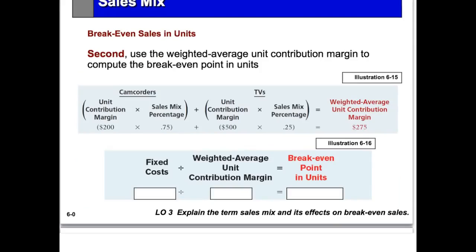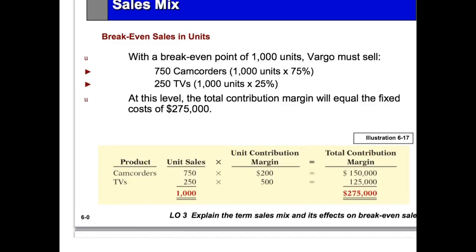Then we use this weighted average contribution margin to compute the break-even. So we have 275 as the weighted average contribution margin. The fixed costs were 275,000. The weighted average contribution margin per unit is 275. Therefore, the break-even point is 1,000 units. That break-even point is 1,000 units of both products. We need to sell 1,000 units together, assuming the sales mix is the same.